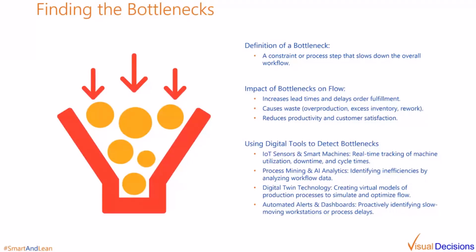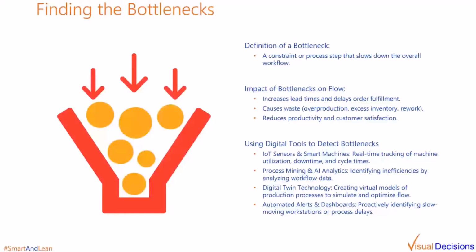IoT enabled sensors track machine utilization, setup time, cycle times, and downtime, providing instant visibility to where the delays are forming. And then process mining and AI analytics analyze the workflow data, identifying trends and recurring bottlenecks that might go unnoticed through manual tracking.